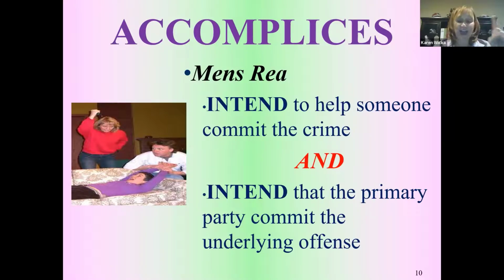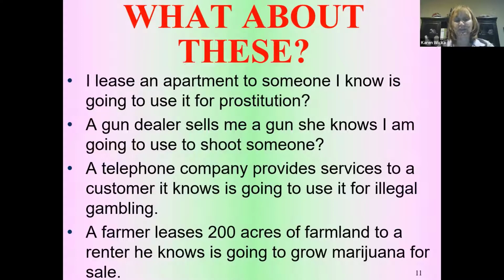First, that you intended to act. So he's holding the hands. So clearly that's intent to act. And then you would have to show that he actually intended or wanted that principal in the first to carry out the crime. And that's where it gets really tricky. So let's look at some examples.